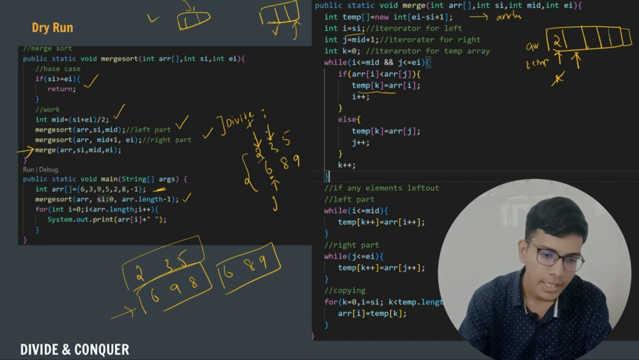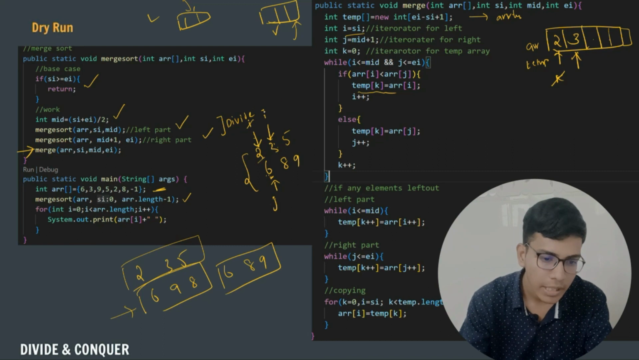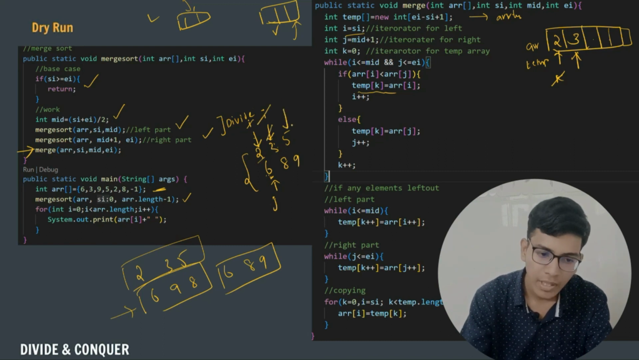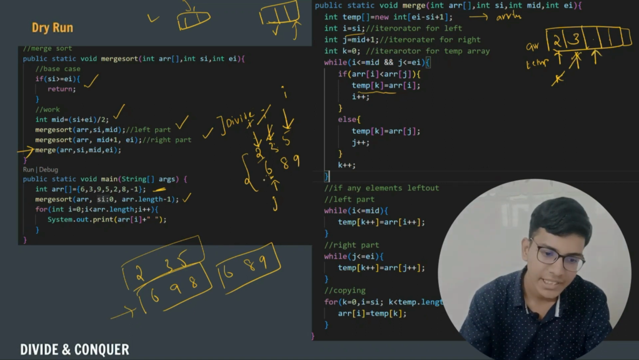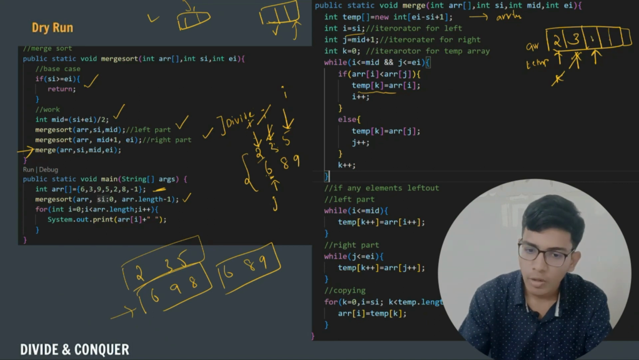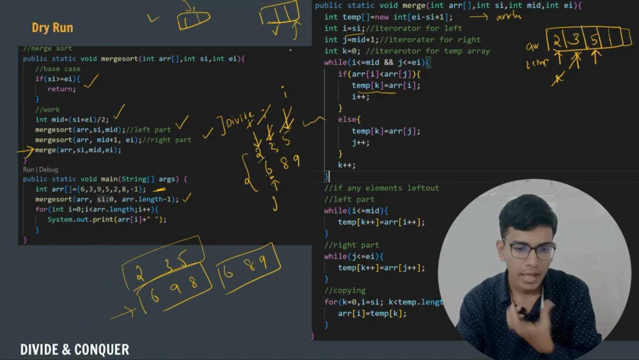After that, 3 and 6 get compared. Which is the smallest one here? 3 is the smallest, so I will put 3 here. After that, I will increment i, and I will be here, and k will be here now. Among 5 and 6, which is the largest? 6 is the largest and 5 is the smaller, so I will put 5 here, and there are no elements left in this while loop.